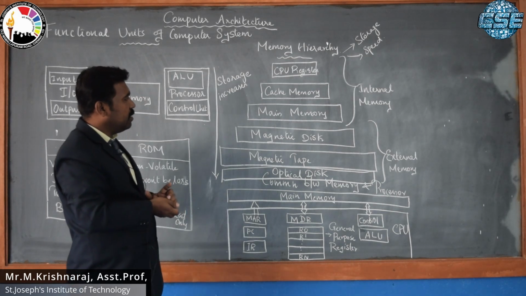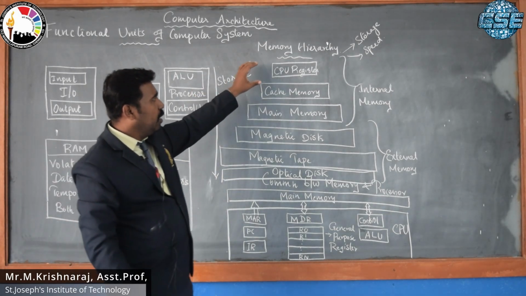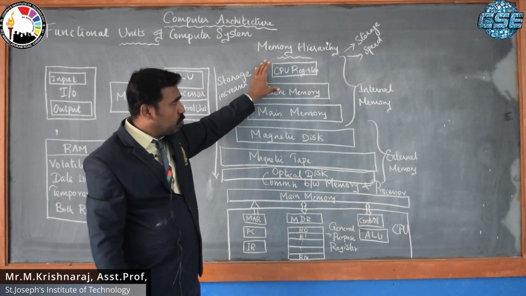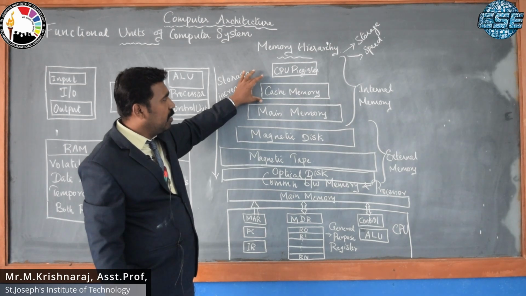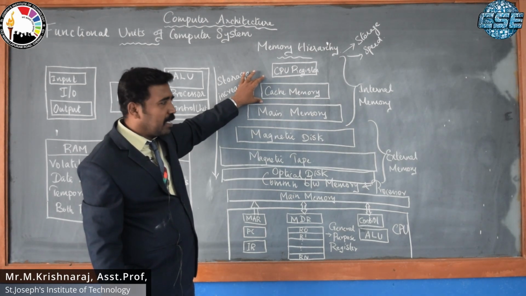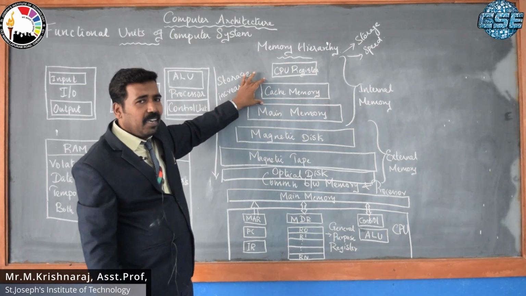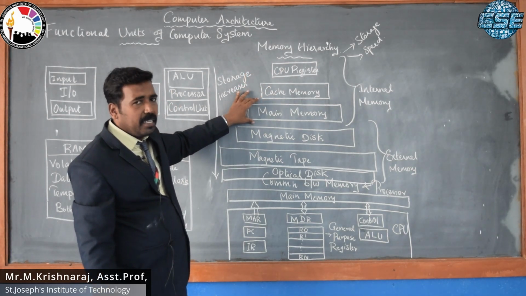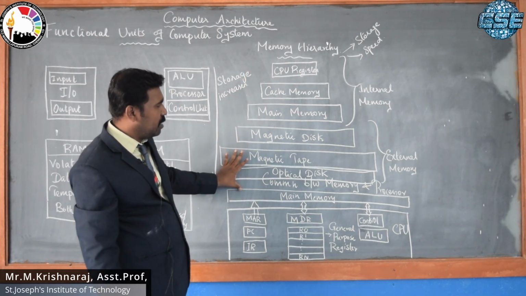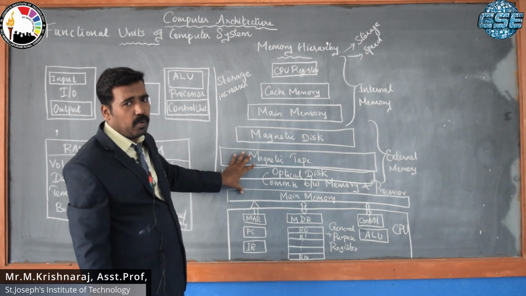So storage increases from top to bottom. In the sense, CPU registers have very little storage. Cache memories also have less. These are the least storage devices. Then main memory is a little more. When you compare these with external memory, external memory has higher storage.